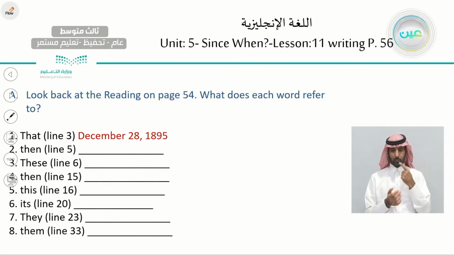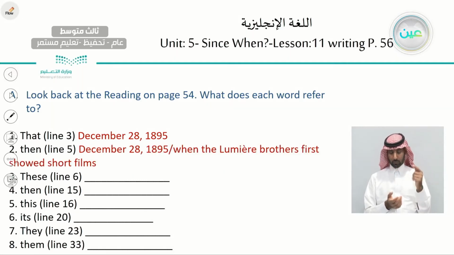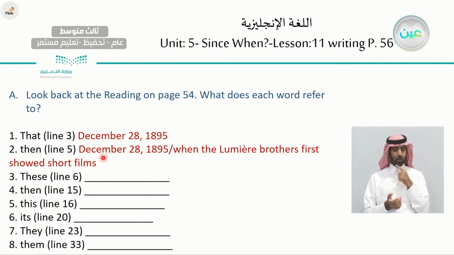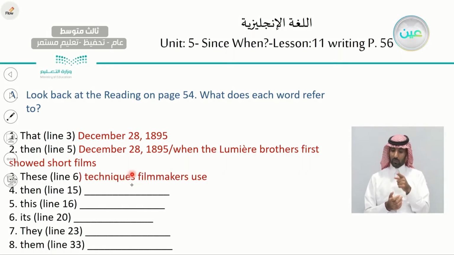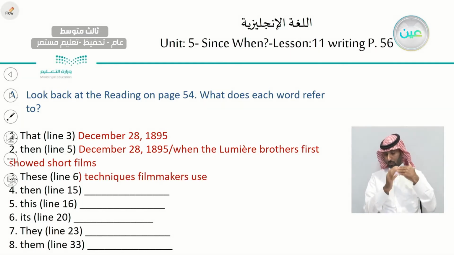Okay, so that in line 3, it refers to December 28, 1895. What about number 2? Then in line 5. Excellent, it refers either to the same date or when the Lumiere brothers first showed short films. Both these answers are correct. For number 3, these in line 6, it refers to what? Techniques filmmakers use. It refers to techniques filmmakers use.